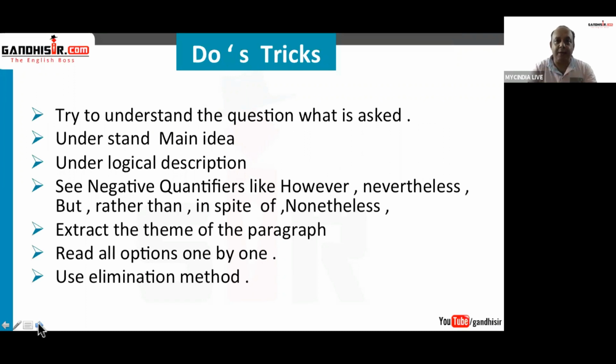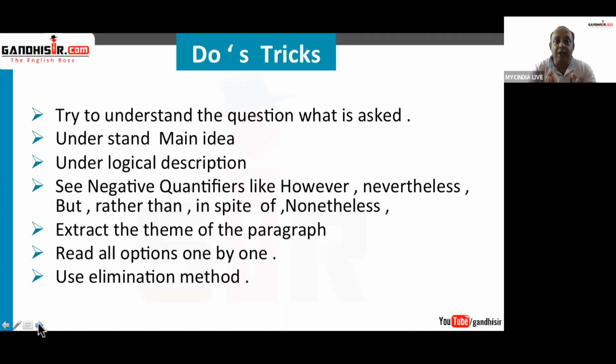Now what is to do? क्या करना चाहिए अब? What should be done? That's the do tricks. ये सब आपको हेल्प करेंगे to find out the answer. Try to understand the question. आपको क्वेश्चन समझना है. What is asked, पूछा गया. मैं आपको आगे बताऊंगा उसको समझने का तरीका भी क्या है. Understand main idea, of course, as I told you on the first screen, कि जब आप पैराग्राफ पढ़ें तो आपको मेन आइडिया समझना है. मेन आइडिया मींस आपको पहले 3 लाइनों का थीम क्या है वो समझना है.